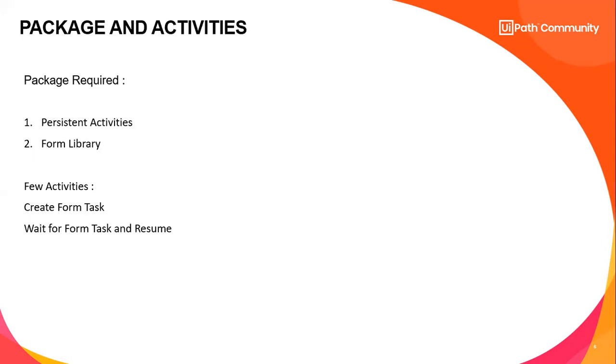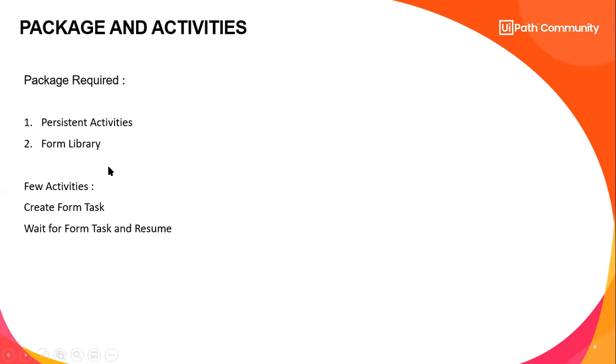Next, packages and activities. Here we use 2 packages: persistence activities and form library. The persistence activities package contains the main activities, like create a task or wait for resume. Once the task has been created, in order to proceed, the robot has to go to the suspend state. For that we need the wait for resume activity. All those activities are under persistence activities.